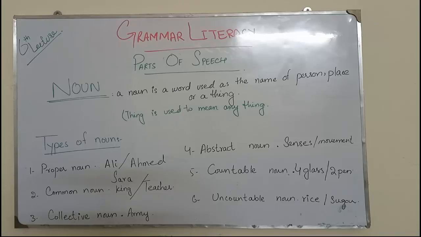Collective noun is army. Abstract noun deals with a state, action, senses, or moment, that could be anything. Countable nouns are those that can be counted, like 4 glasses, 2 pans. And uncountable nouns are sugar, rice, which we are not going to count. Stars, we are not going to count them because it is impossible, or very difficult, or beyond thought. So these are the types of noun. Now we are going to deal with their definitions and the types of these nouns along with examples.